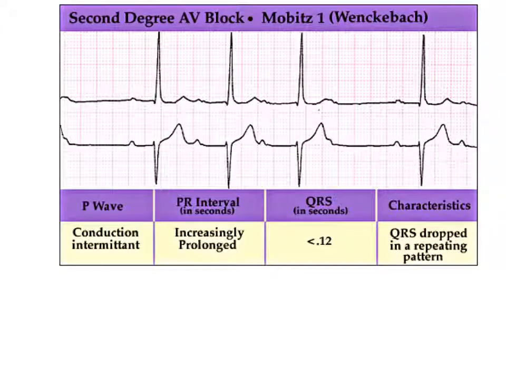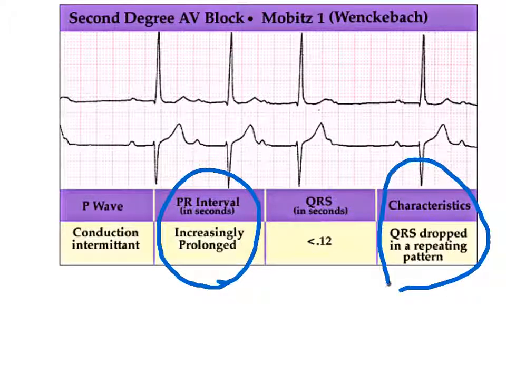Here we have a second-degree type 1 or Wenckebach. The hallmark of this, the obvious way to pick this is to look at your PR interval. In first-degree block, the PR interval is simply just too long, but it's constant. In second-degree type 2, the PR interval is constant. It may or may not be too long, but it's the same amount no matter what. But in Wenckebach or Mobitz 1, second-degree type 1, your PR interval gets longer and longer and longer, and then a complex is dropped. So if you look at PR intervals as part of your assessment and your analysis of the EKG, this is the key for second-degree type 1.